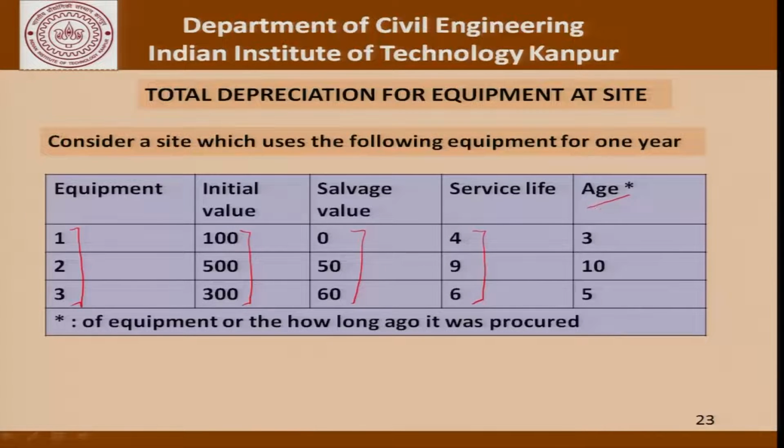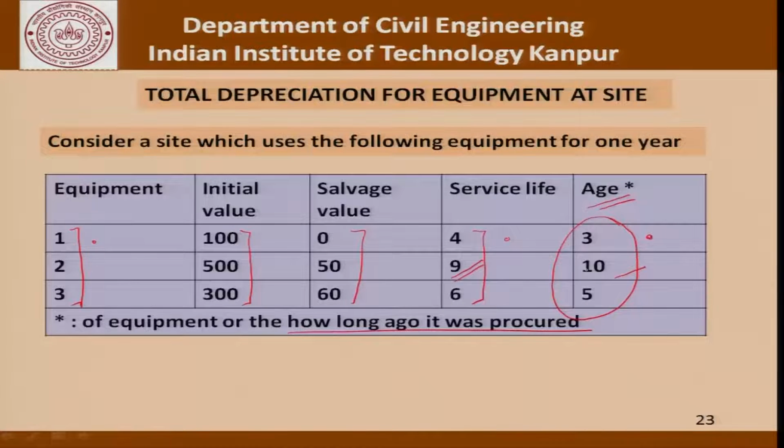Now, the age of the equipment at which the equipment was delivered to the site or how long ago it was procured is given in this column. So, this is an important column. What it is telling us is that for equipment 1, the service life is 4 years and it was already 3 years old when the equipment was brought to site. In case of equipment 2, even though the accounting service life was 9 years, it was brought to this particular site at the 10th year.